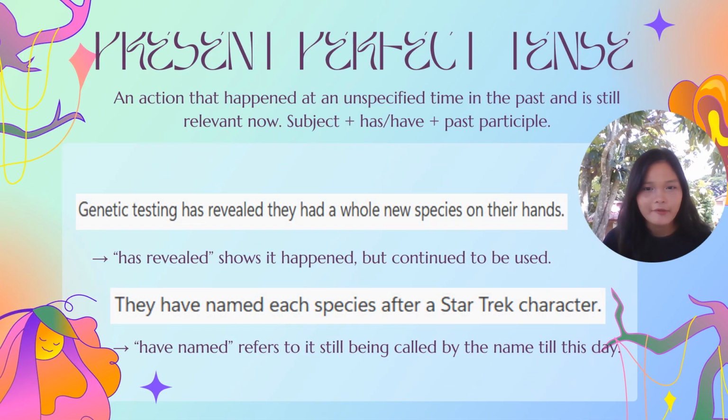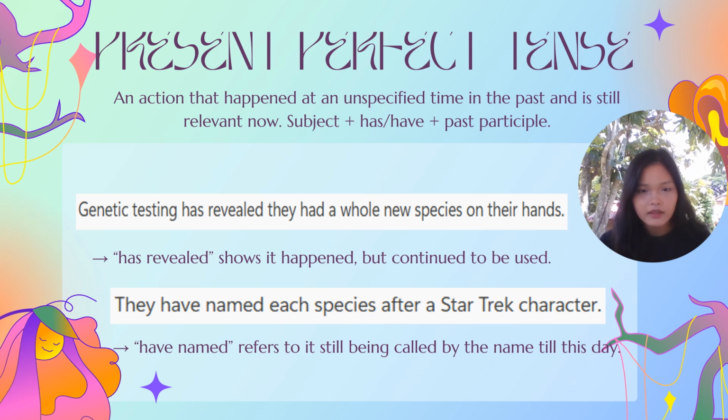Along with that, we have present perfect tense, which is an action that happened at an unspecified time in the past and is still relevant now. That being said, genetic testing has revealed they had a whole new species on their hands. So here, has revealed shows it happened but continued to be relevant.